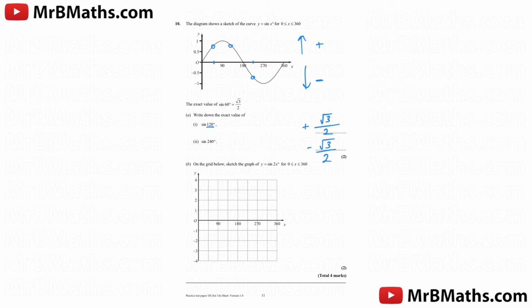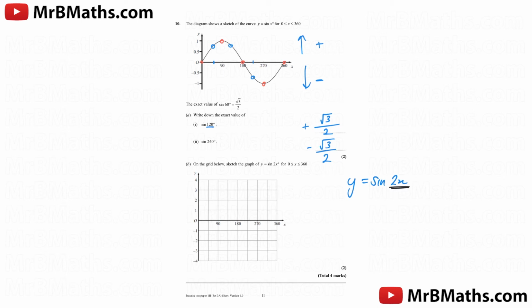Part B. On the grid below, sketch the graph of y equals sine 2x for 0 to 360. Now if we remember from transformations, this is y equals sine 2x. So this 2 is impacting the x. If we take a look at the plot points above, we've got sine x, which is the original. So I've got sine of 90 at 1, 180 at 0, 270 at minus 1, and 360 at 0. So what I'd like to do is plot those points onto this graph.